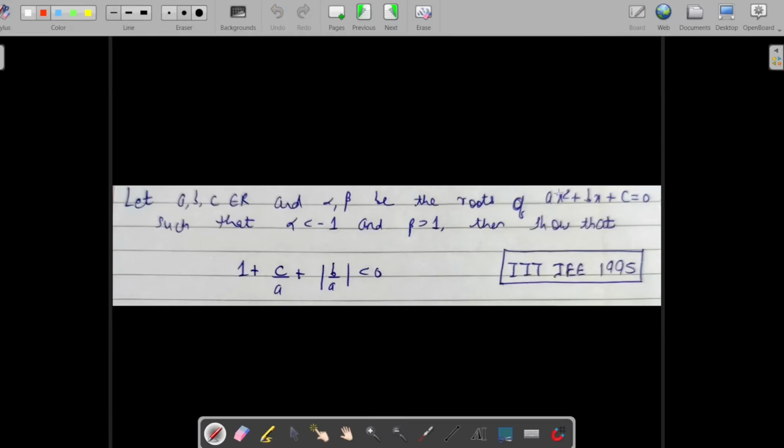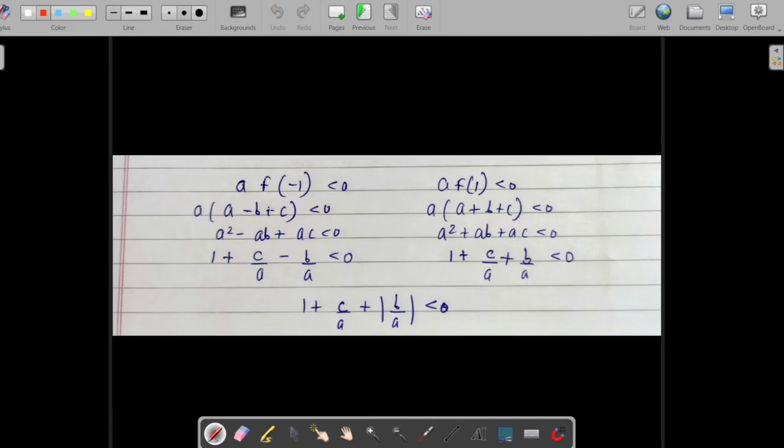So this was the question. This is the equation. Simple: a into f of minus 1 less than 0 and a into f of 1 less than 0. What is f of minus 1? a minus b plus c, and we just keep a as it is. Similarly, a into a plus b plus c. We open it. Now here we divide by a square. Remember, a square is always positive, so you can divide any inequality by any positive quantity.